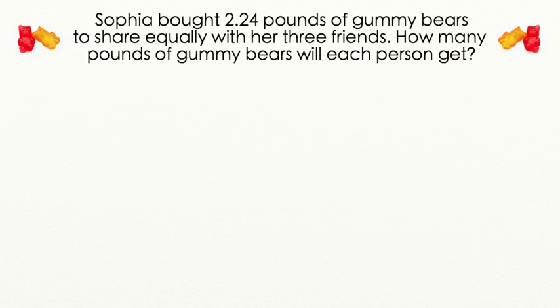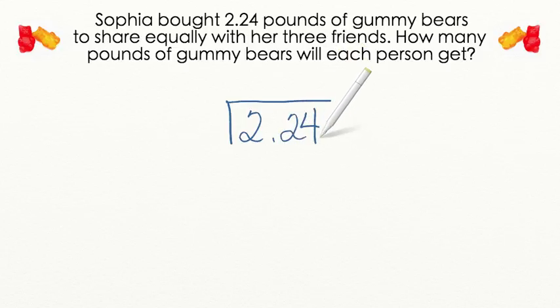Let's practice a word problem together. Sophia bought 2 and 24 hundredths pounds of gummy bears to share equally with her 3 friends. How many pounds of gummy bears will each person get? Let's start by setting up our problem. We start with our whole amount, which is going to be 2 and 24 hundredths, and that's going to be our dividend. Since Sophia is going to be sharing it equally with 3 of her friends, that means we're going to have a divisor of 4 because you have your 3 friends plus Sophia.